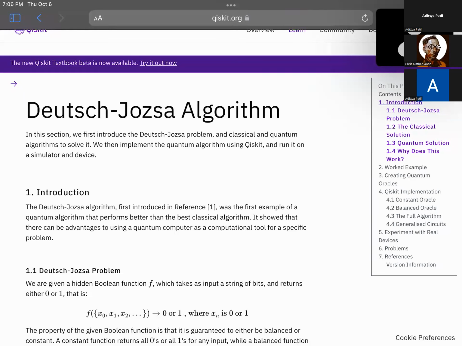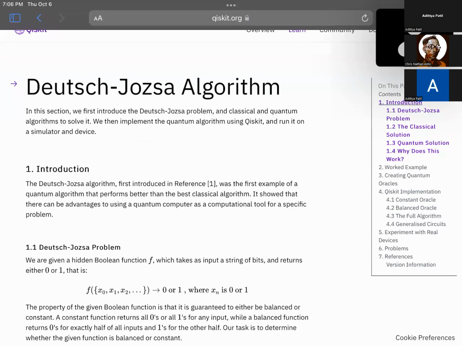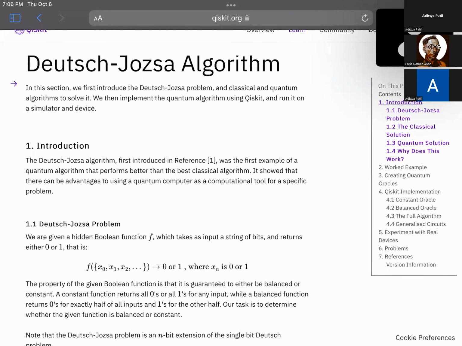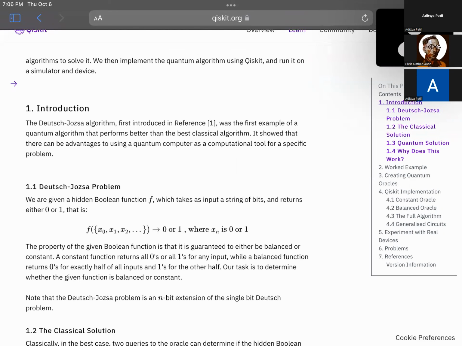In essence, the Deutsch-Jozsa algorithm is the first one that was discovered, the first algorithm that really showed how a quantum computer can do better than a classical computer in some scenario. So it showed that there can be advantages to using a quantum computer for some specific problem.